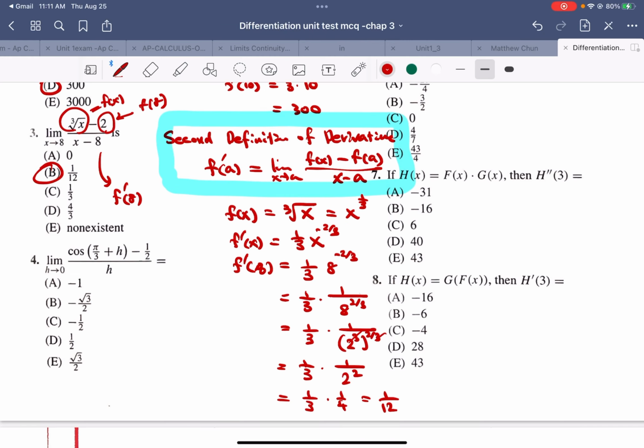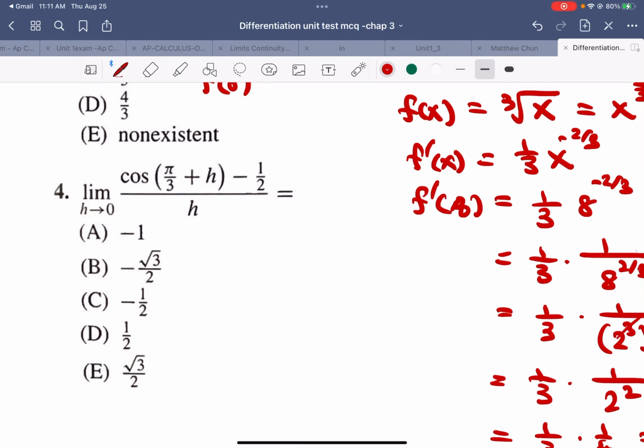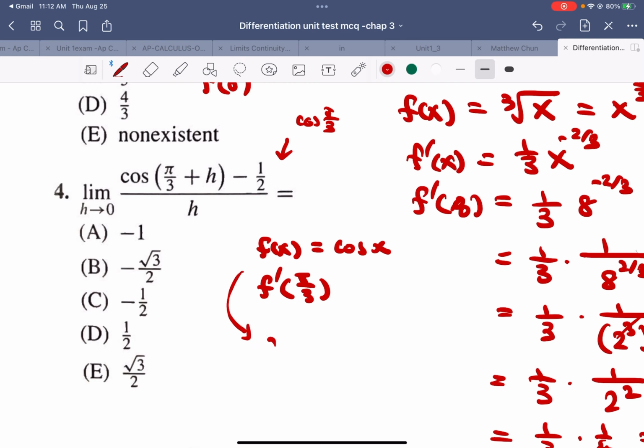Now, next one, number 4. This one is also a definition, but this is the first one, right? The first definition of derivative. So your f of x is cosine x, and they ask you f prime of pi over 3, because this one is cosine pi over 3. Cosine 60 is 1/2. That's the reason. So now you take a derivative.